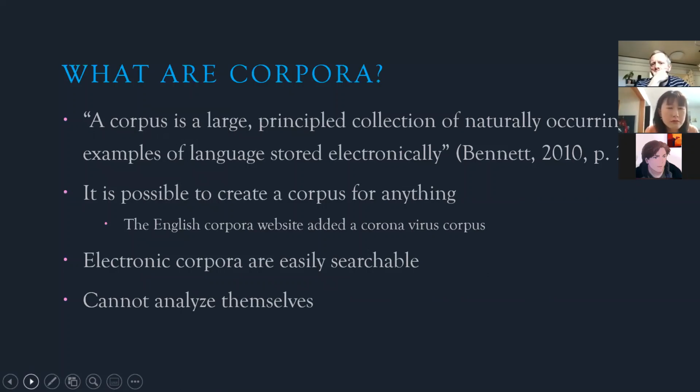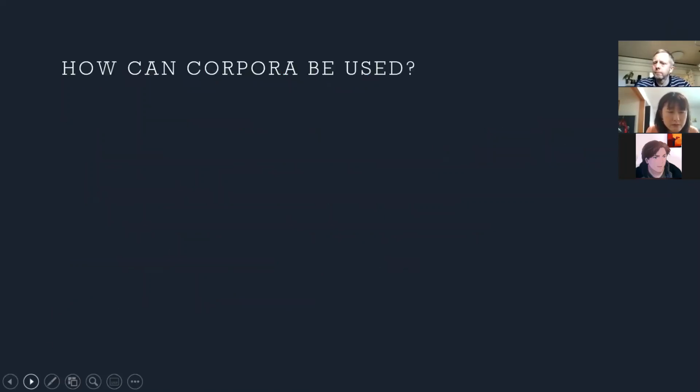Largely, corpora are large principled collections of naturally occurring examples of language stored electronically. In the past, this used to be done by hand, but in modern days, thankfully, it is electronic. And you can create a corpus of anything. There's a Harry Potter corpus, there's a coronavirus corpus, there's a NOW corpus that's updated very regularly, so you can see most recent trends. The electronic corpora are easily searchable, but the problem is they can't analyze themselves, so researchers need to help with that.